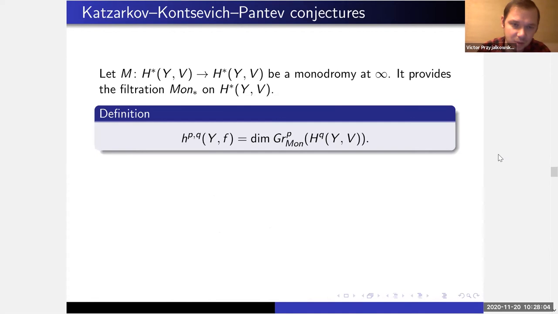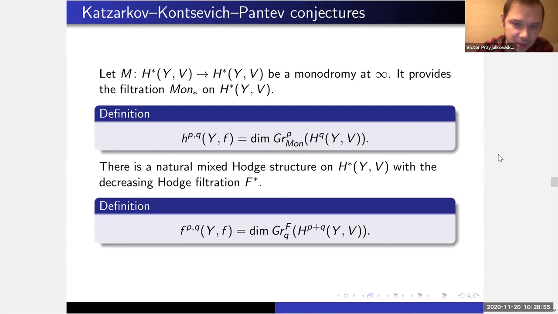Let me give a formal definition. It's slightly different from the definition of Katzarkov, Kontsevich and Pantev, but it's equivalent to it and maybe easier to define. Let us have the monodromy at infinity of the Landau-Ginzburg model acting on the relative cohomology of the smooth fiber. Then it gives a monodromy filtration centered in dimension n, and the graded pieces of this filtration are, by definition, the h^{p,q} numbers, the analogs of Hodge numbers for Landau-Ginzburg models.